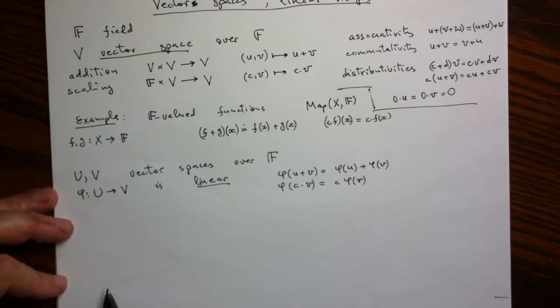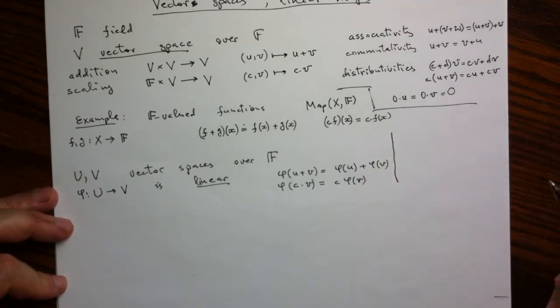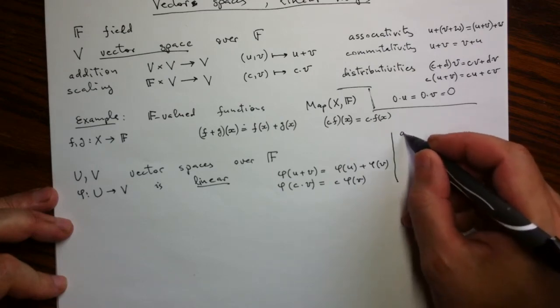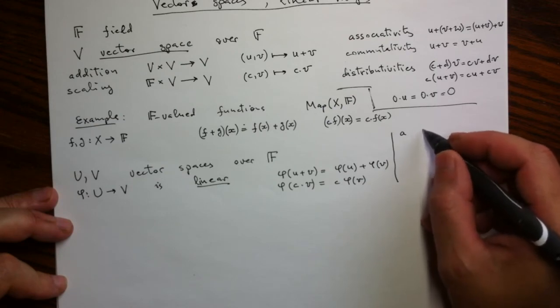I will first look at very simple examples, but maybe before I do that, I will say what it is for two vector spaces to be isomorphic. A linear map which is bijective is called an isomorphism.